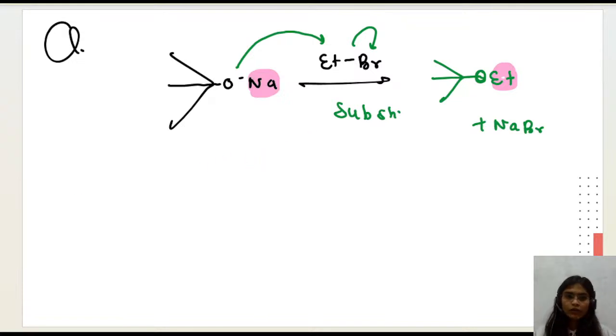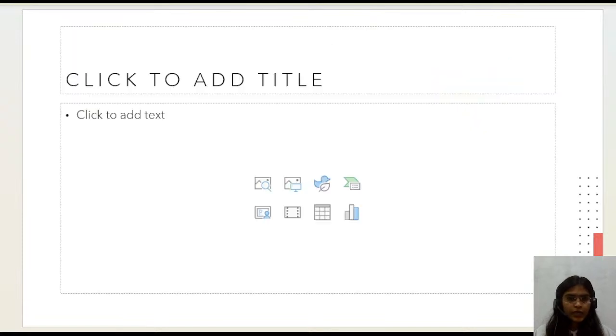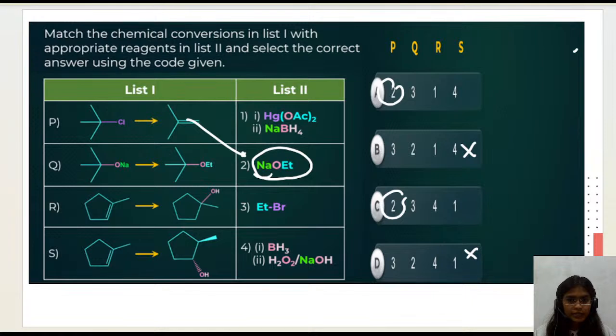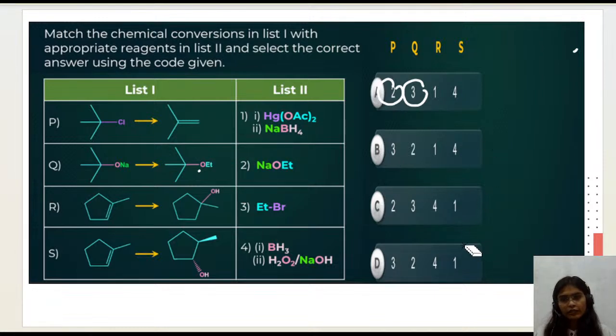So only if you observe this Et and EtBr in this question, Q goes with 3. Any issue with this point? First of all, Dishika asks why 2 and 3 is the answer for P and Q.